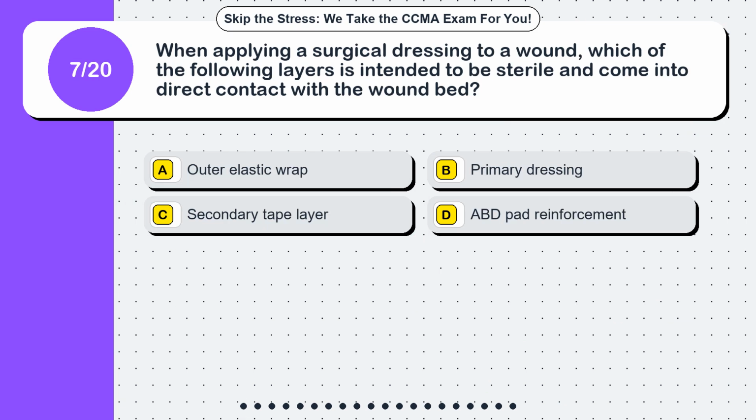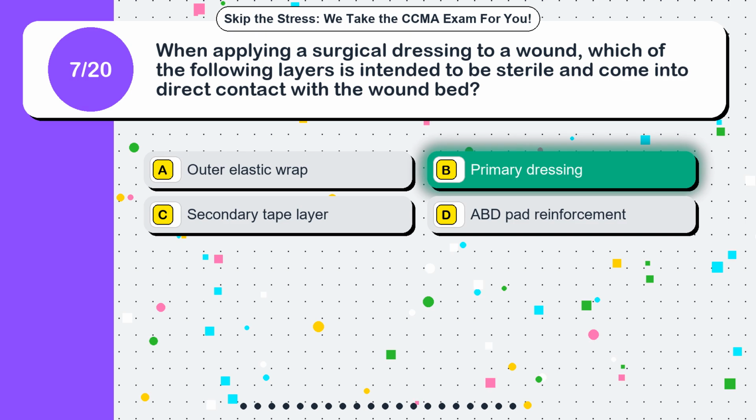Question 7. When applying a surgical dressing to a wound, which of the following layers is intended to be sterile and come into direct contact with the wound bed? Option A, outer elastic wrap. Option B, primary dressing. Option C, secondary tape layer. Option D, ABD pad reinforcement. The correct answer is option B.